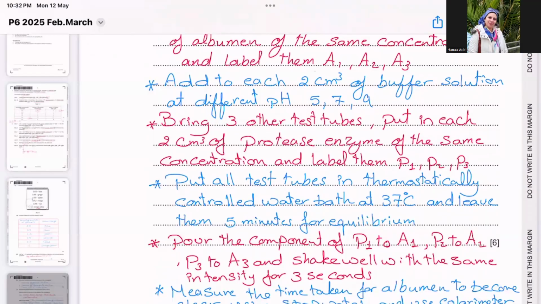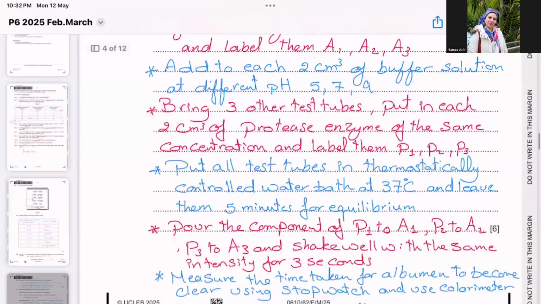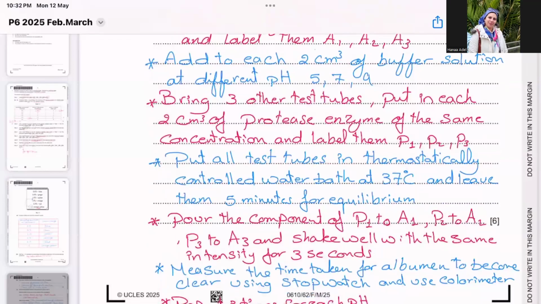All of these steps and the methodology of the experiment, and all the control variables and the dependent variable, will be measuring the time taken for the albumin to become clear, using a stopwatch and a colorimeter. Why do we need to use a stopwatch to measure the time taken? Why do we need to use a colorimeter to check the clarity of the albumin? It was suspended or cloudy, and we want it to become colorless, so we use a colorimeter or color chart to know when to stop taking the time.